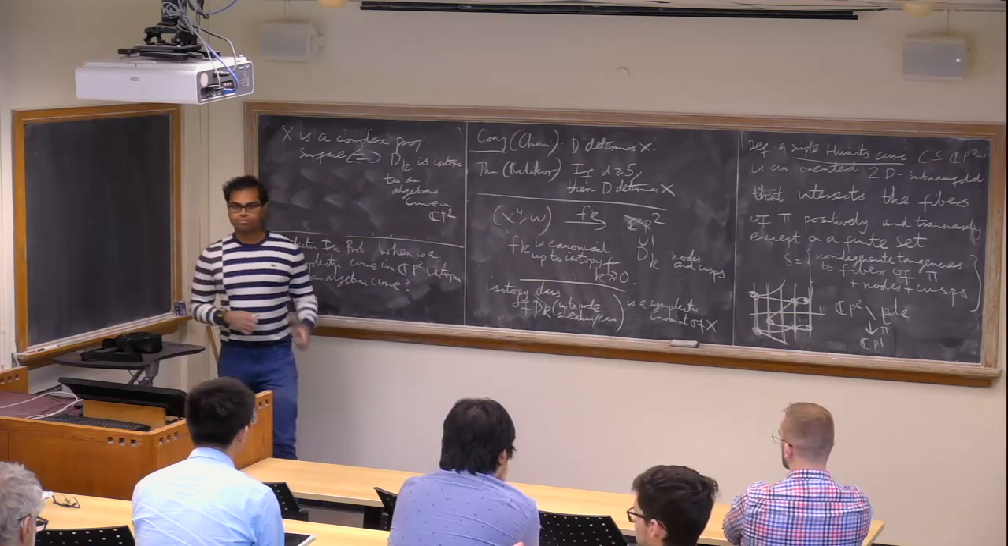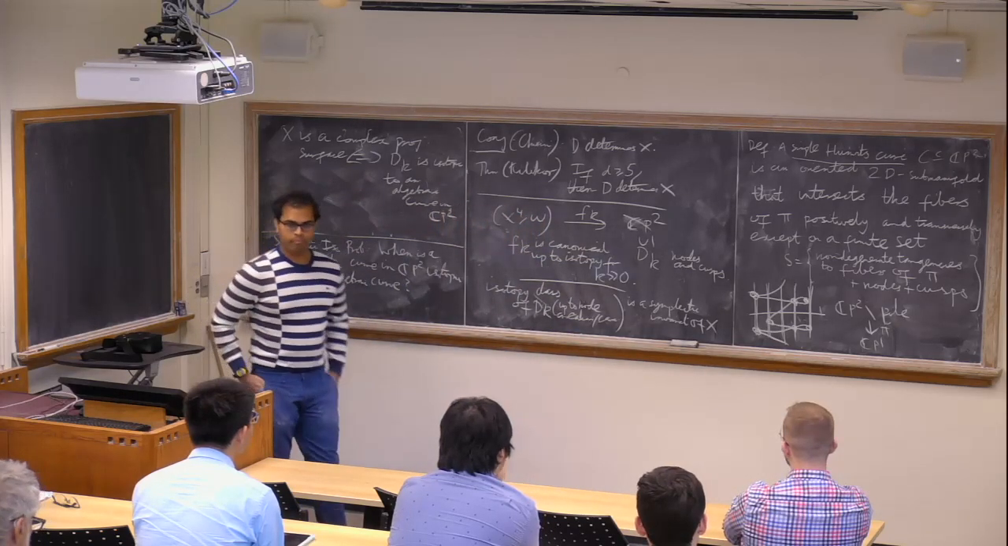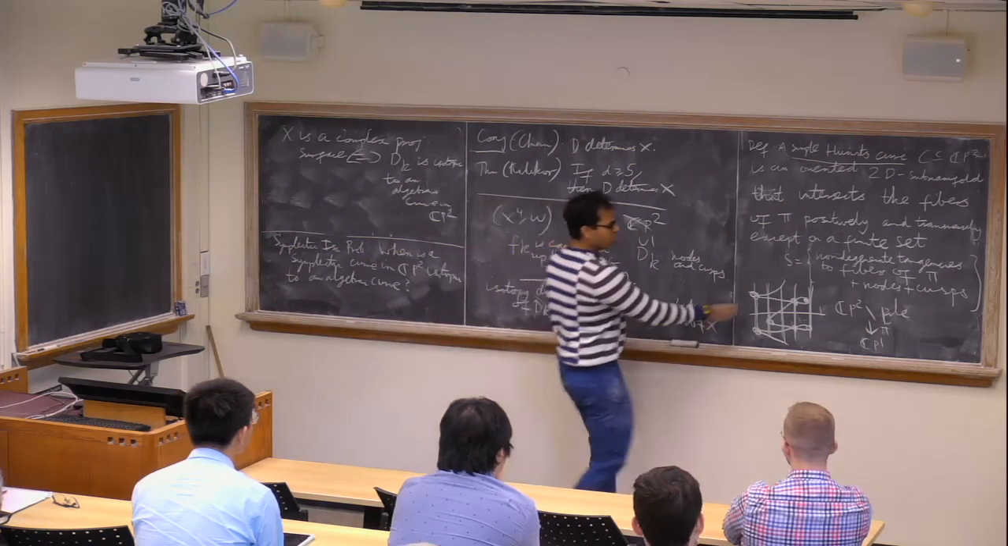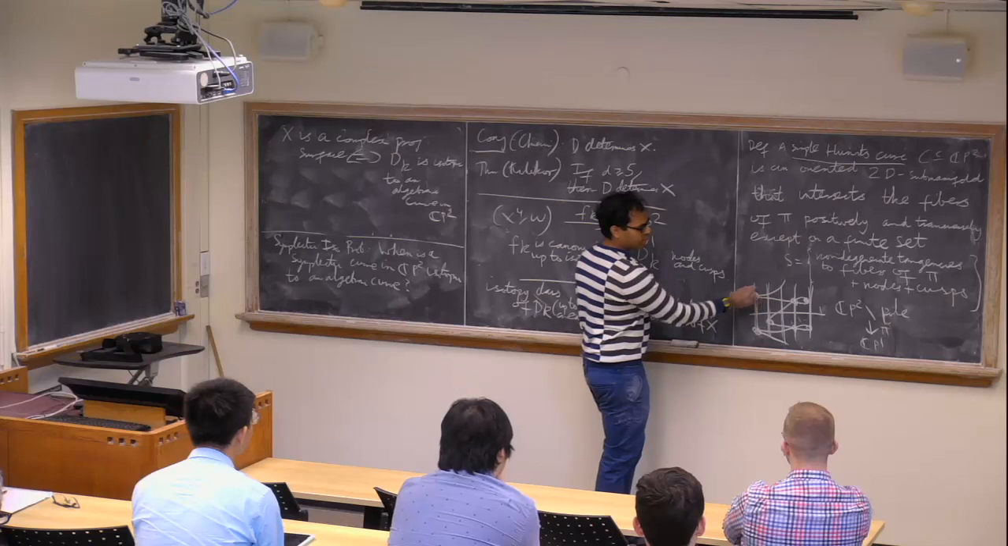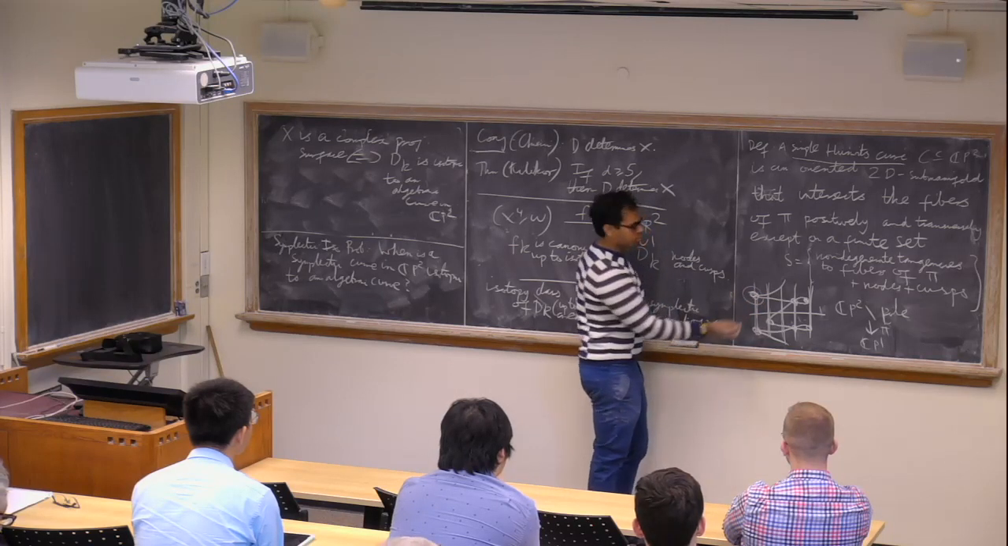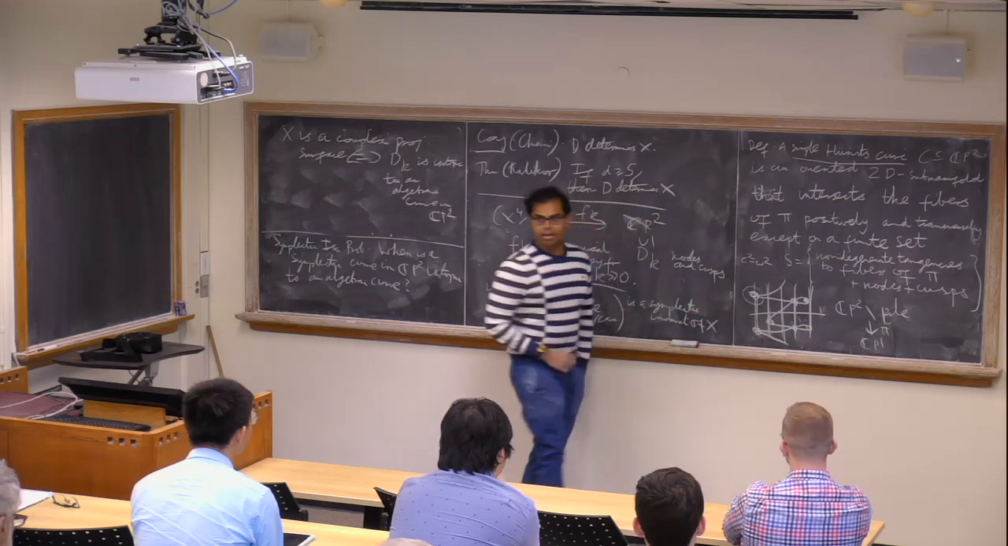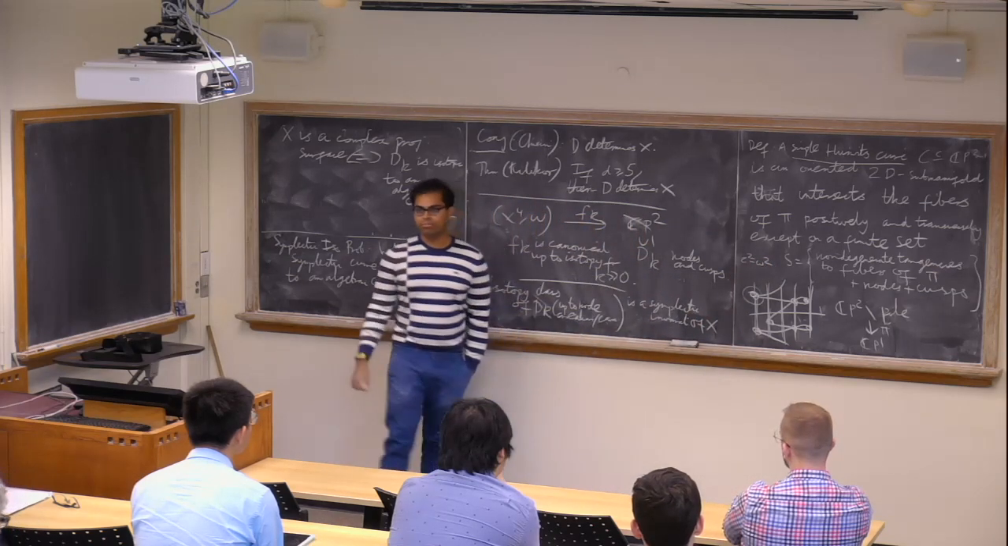Yes. Could you explain why it's a submanifold if it has nodes? Oh, yeah, around nodes we're not strictly saying it's a submanifold, but there's a local model for the singularity. So around a node, we'd say z squared equals w squared. And around cusps, it's z squared equals w cubed.